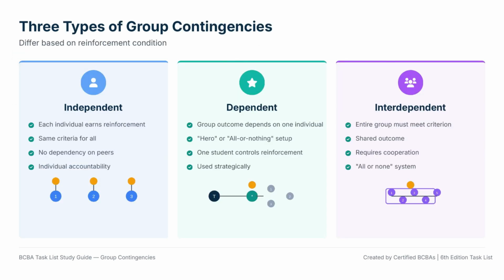There are three types of group contingencies, and they differ based on how reinforcement is delivered. In an independent group contingency, each individual earns reinforcement independently. In a dependent group contingency, the entire group's outcome depends on one individual's behavior. In an interdependent group contingency, all members of the group must meet the criterion for reinforcement to be delivered. For the exam, always focus on who controls the outcome and whether reinforcement is individual or shared.